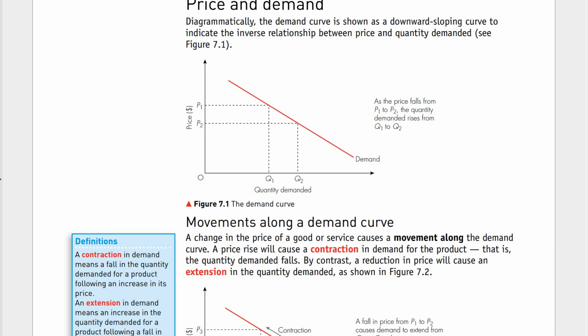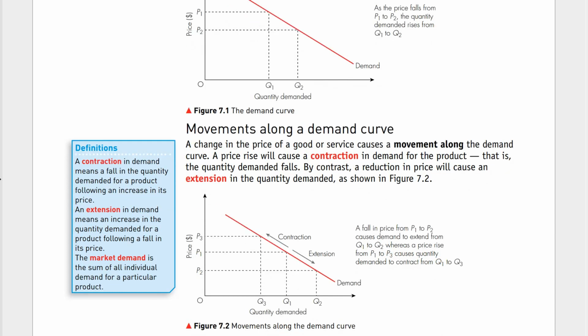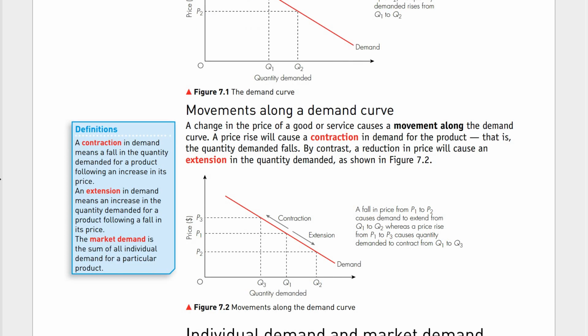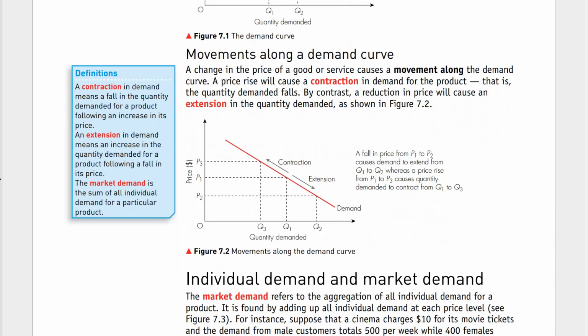Now let's talk about movements along a demand curve. As economic conditions change, the entire demand curve might shift or experience movements along the curve. Contractions and expansions represent changes in the quantity demanded at a specific price point. These movements are caused by factors such as changes in consumer income, preferences, or the availability of substitute goods. Now, understanding these movements is crucial for predicting market responses to various stimuli.